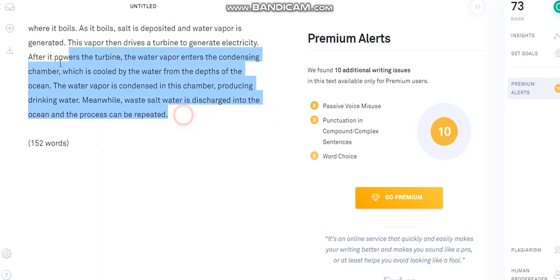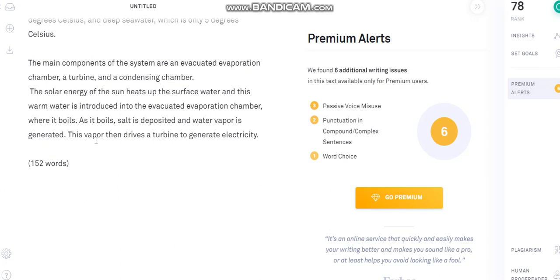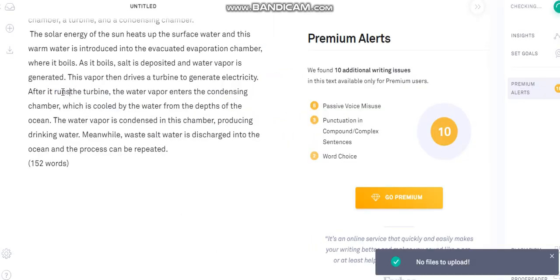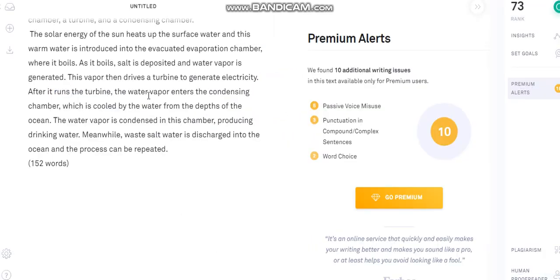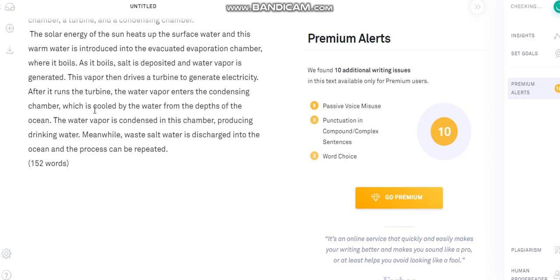Okay, so what if I delete that part? I feel like I'm trying to check that. What about I delete that? So 78. Okay, so the problem is here. After it powers the turbine, so maybe that word is not very good. It runs the turbine, the water vapor to the condensing chamber, which is cooled by the water from the depths of the ocean. I think there is no problem in that writing.